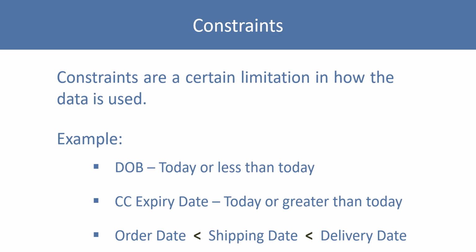So the limitation is order date has to be less than the shipping date, and shipping date should be less than the delivery date. Even if the product gets delivered on the same day or within few hours, this rule still applies to all these dates. Whenever there is a date, that date has certain constraints or certain rules around it.